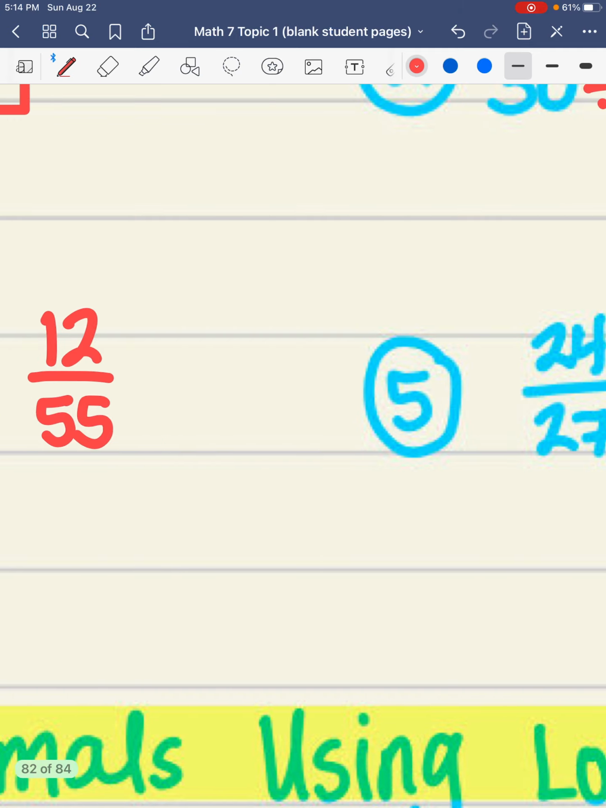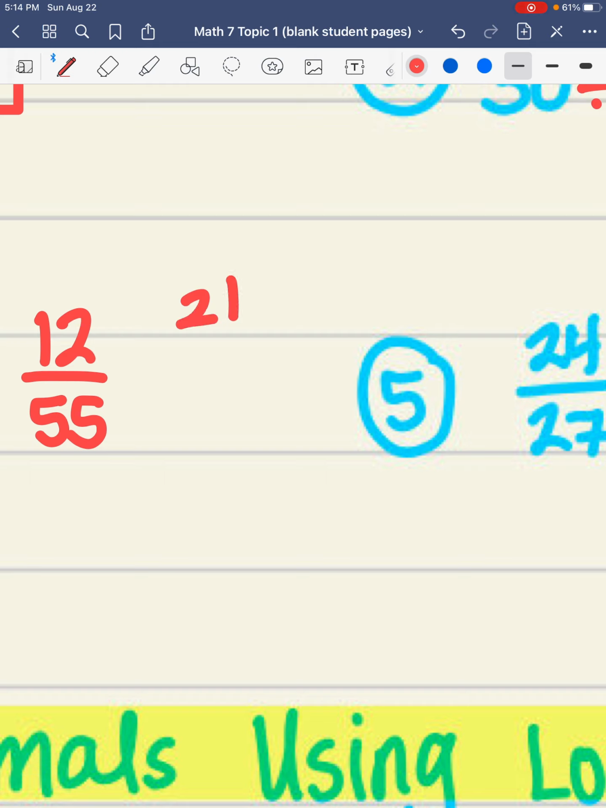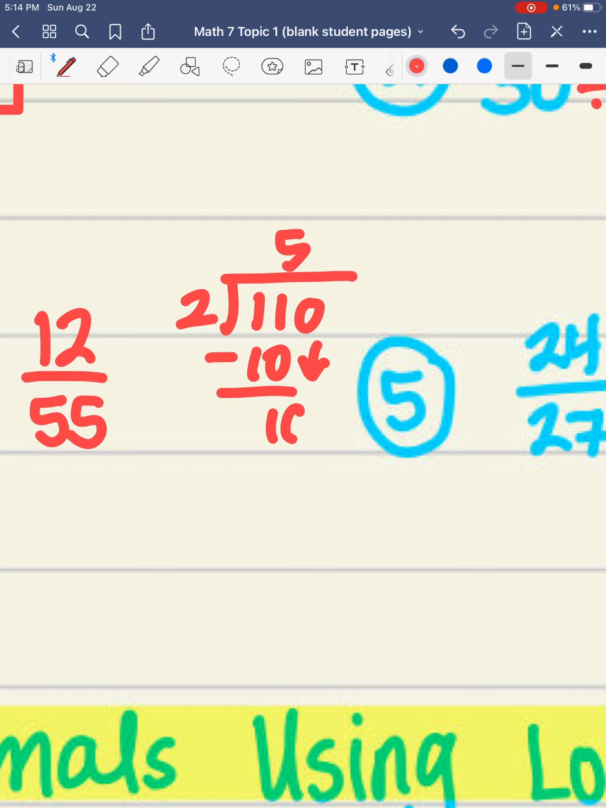And if I wanted to double check that, I can just come over here and show my work. 110. 2 goes into 11 5 times. 2 times 5 is 10. 11 minus 10 is 1, and I bring down that 0. 2 goes into 10 5 times. 2 times 5 is 10, and there is no remainder. So notice we get 55.